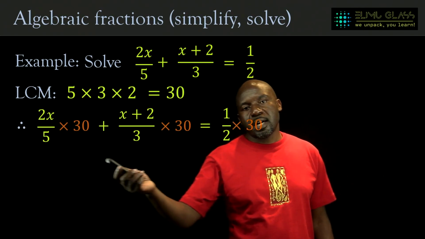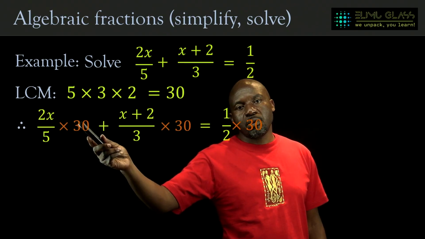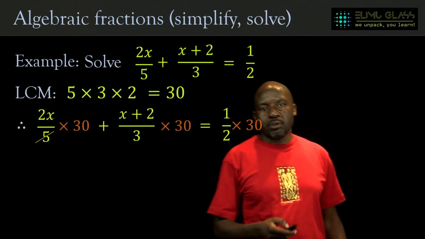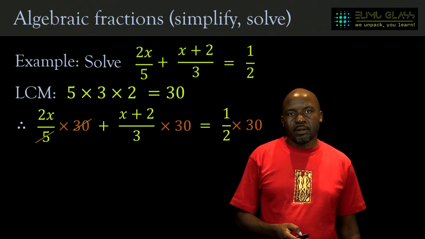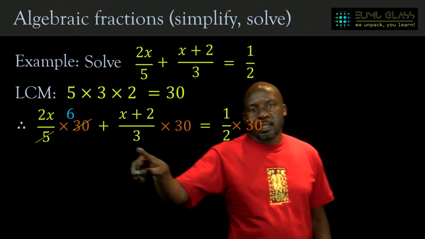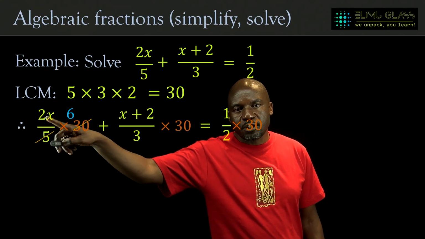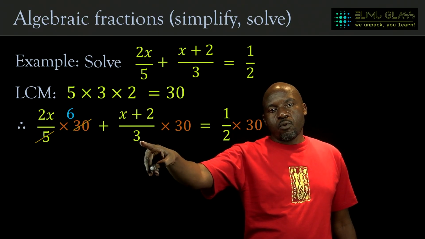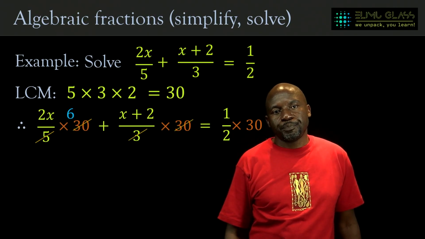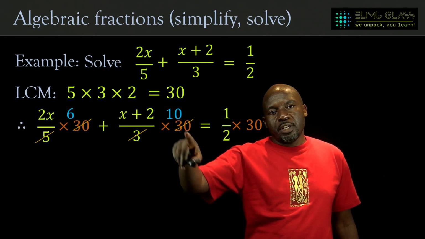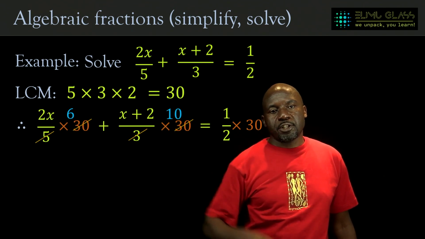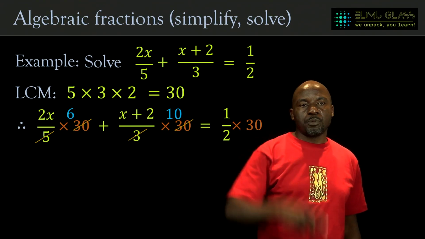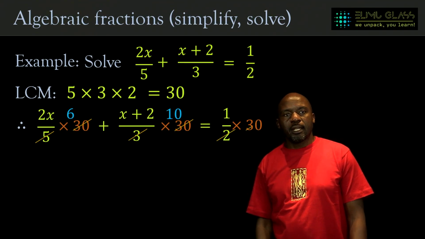And now we can cancel some. 5 goes here once, it goes there 6 times. Okay, so I can cancel 5, there goes once. 5 goes into 30 six times, which is to say that the whole of this is now just 12x. Okay, and similarly 3 goes here once and 3 goes there 10 times. And so this becomes 10 into x plus 2, and this is just 15 because 2 goes there 15 times. 15 times 1 is 15. So we end up with, let me simplify that.